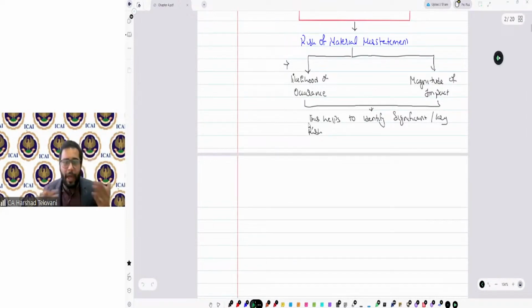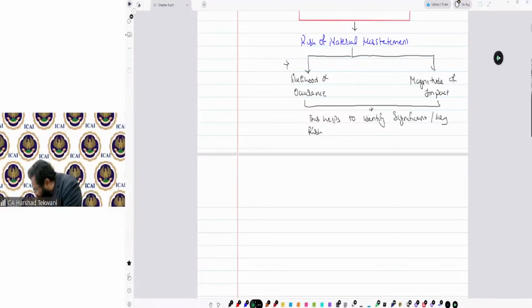And then we will see how SA 315 and what we have done till now are on the same lines.